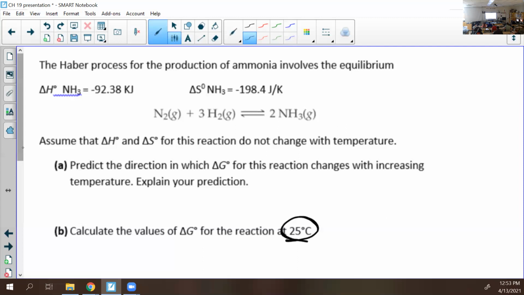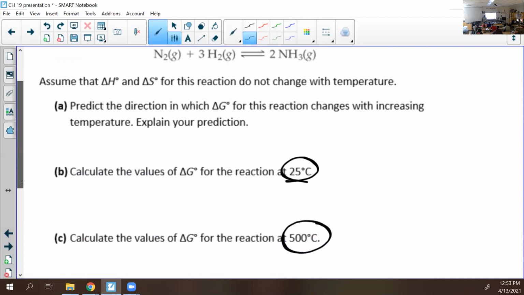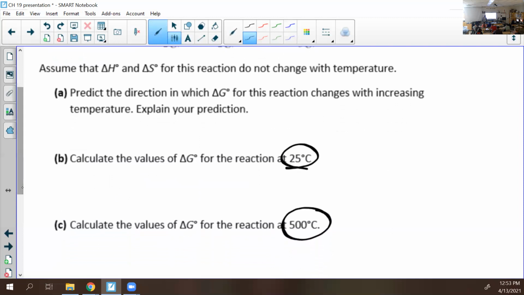So it wants A, that's writing. This is from an AP test. It wants you to predict and explain, and then B and C want you to prove it. You can get very large or very small or very negative numbers on these. Don't doubt yourself.